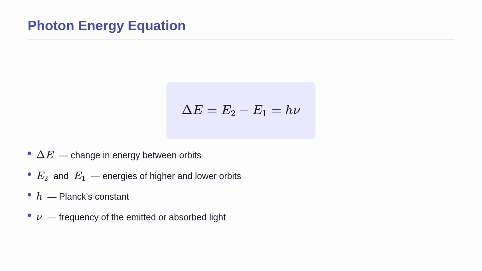Here, delta E is the change in energy. E2 and E1 are the energies of the higher and lower orbits respectively. On the right side, h is Planck's constant and the Greek letter nu represents the frequency of the light. Physically, if the energy difference between E2 and E1 increases, the frequency of the emitted light must also increase. This direct relationship is why different elements, which have different staircase spacings, emit entirely different and unique colors of light.